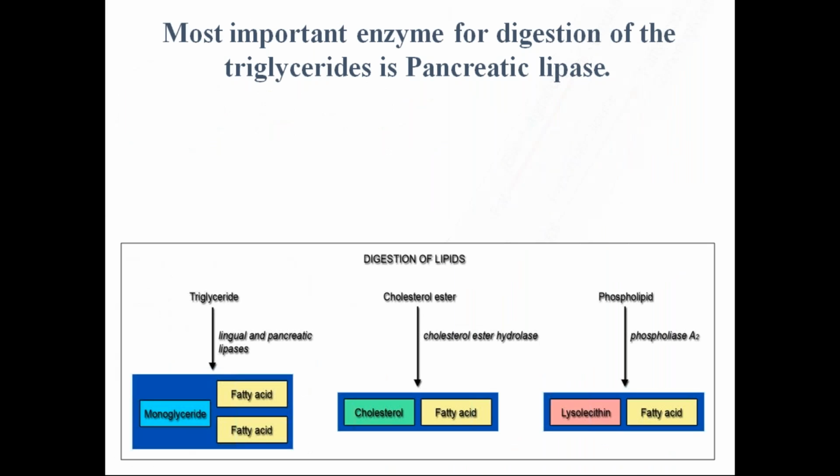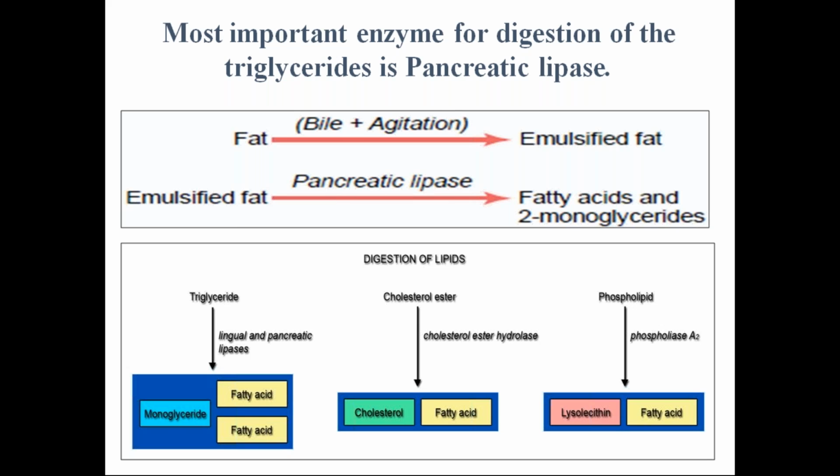So triglycerides are digested by the pancreatic lipase after they have been emulsified. It is acted upon by the pancreatic lipase, and it converts it into fatty acids and monoglycerides. In addition to this, you also have cholesterol ester hydrolase, which digests the cholesterol esters into cholesterol and fatty acids, and phospholipase A2, which digests the phospholipids into lysolecithin and fatty acids.